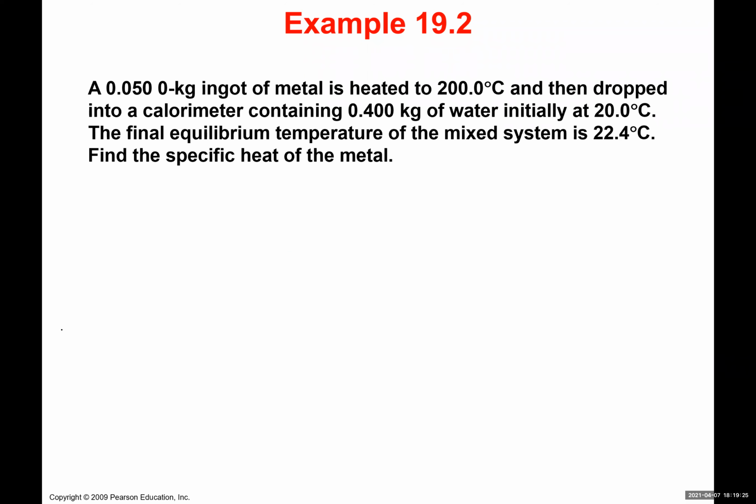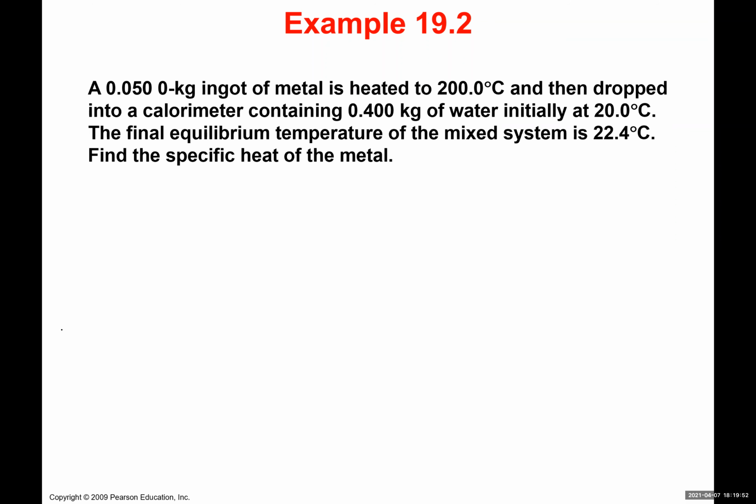All right, so let's look at another one. For this one, we have a 0.05 kilogram ingot of metal heated to 200 degrees Celsius, and then dropped into a calorimeter containing 0.4 kilogram of water, initially at 20 degrees Celsius. The final equilibrium temperature of the mixed system is 22.4 degrees Celsius. Find the specific heat of the metal.